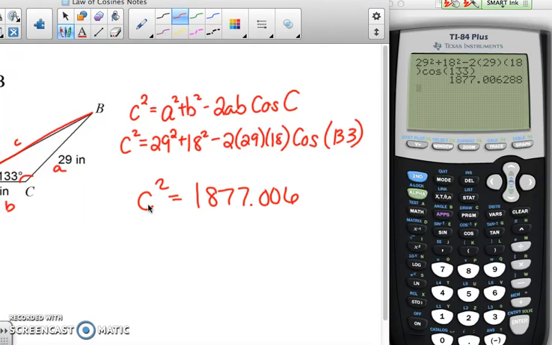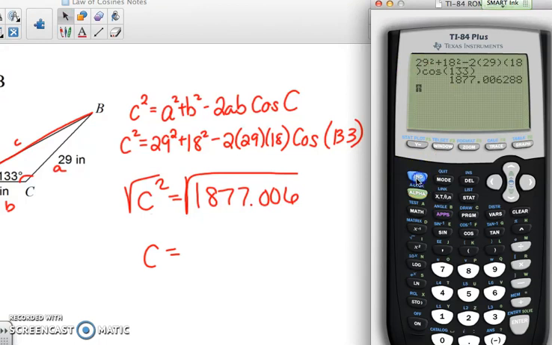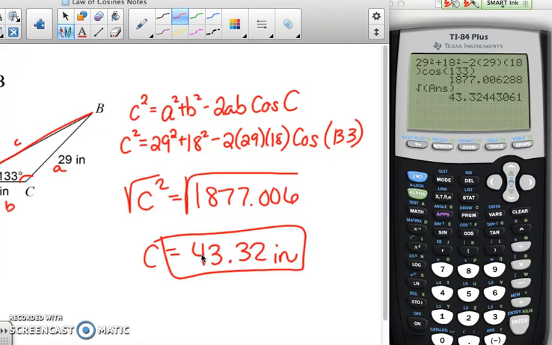And then to get rid of the squared, I'm going to square root both sides. So basically I need to take the square root of this answer. So I'm going to hit the square root button, and I'm going to hit this answer key down here in blue, so second negative sign. And so the square root of that answer is going to be 43.32. So c is going to be 43.32 inches. Okay, so not that bad.